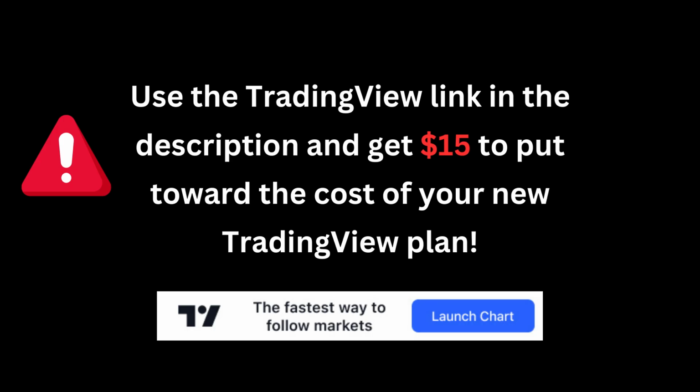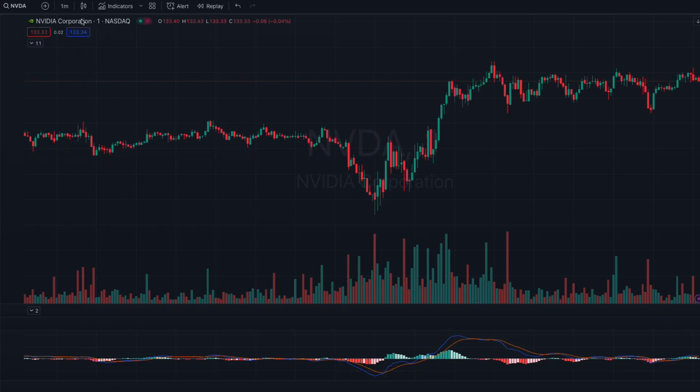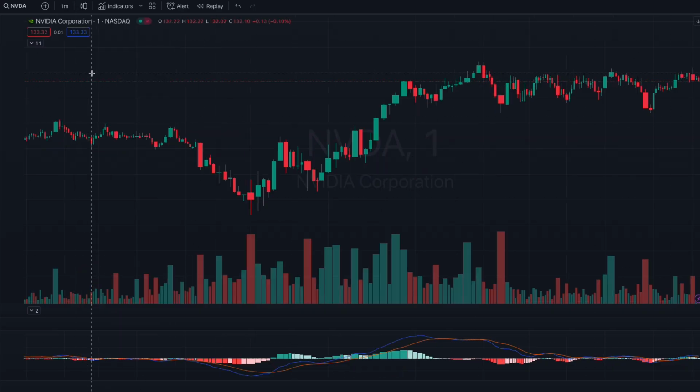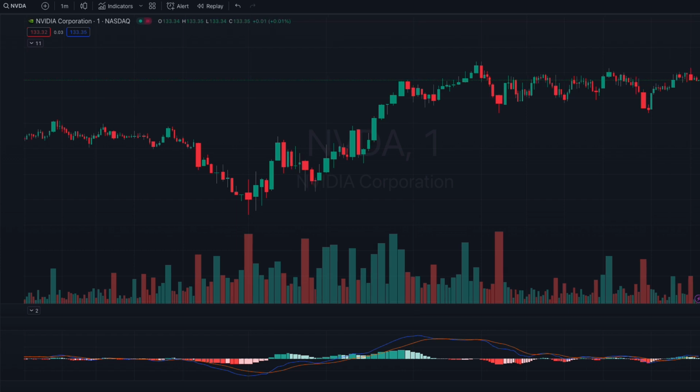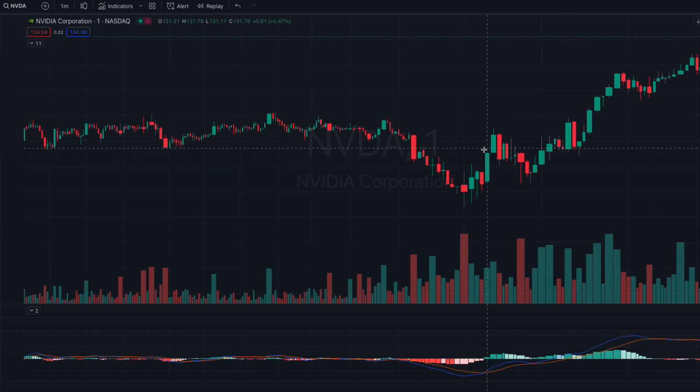First, let me show you how to access volume candles on TradingView. Open TradingView and select the chart of your choice. Click on the chart settings, look for the option and enable it. As you can see, the candles now reflect volume information, with thicker candles indicating higher volume and thinner candles indicating lower volume. Now let's break down how to read these volume candles.